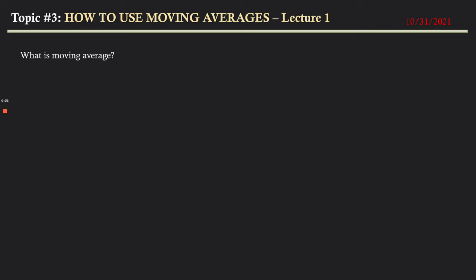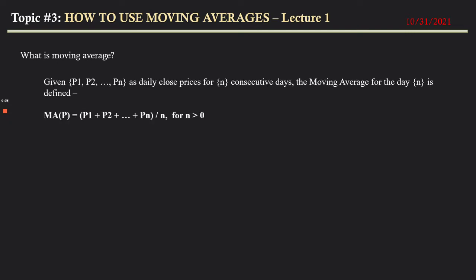What is a moving average? Basically, given n consecutive days, we figure out one number we call the moving average, which is defined as follows. You add the prices together and divide by the number of days.